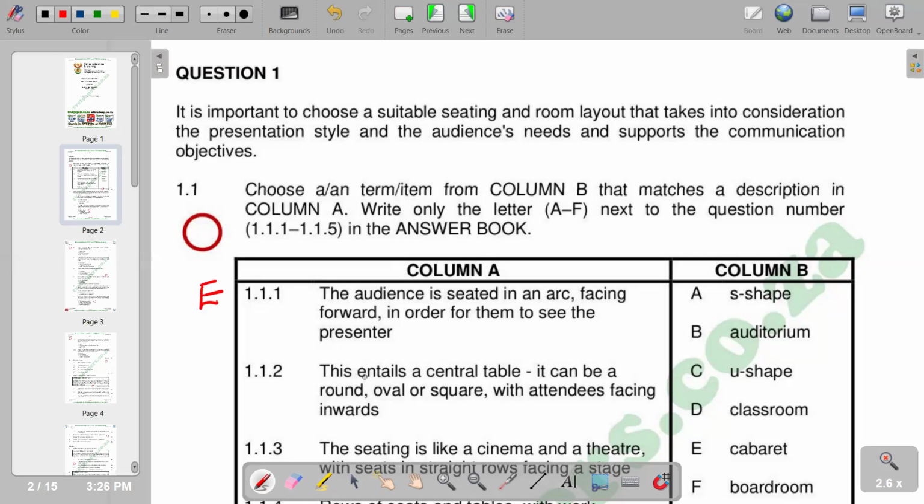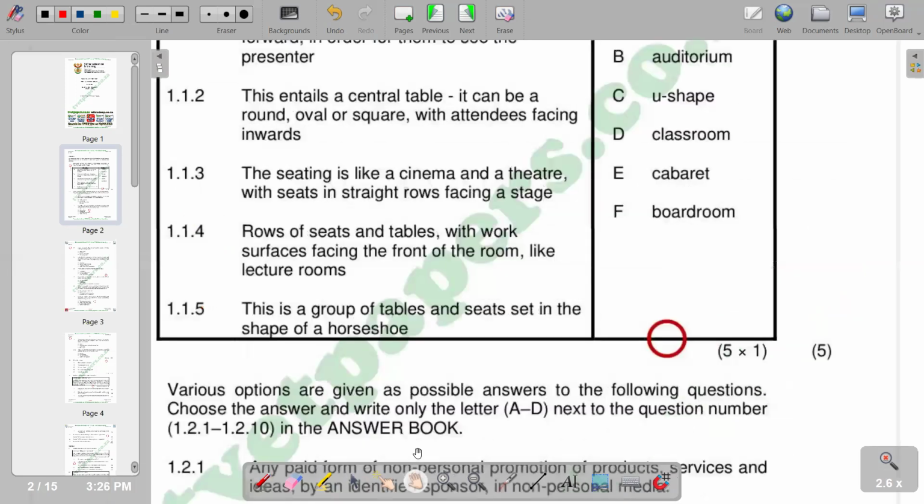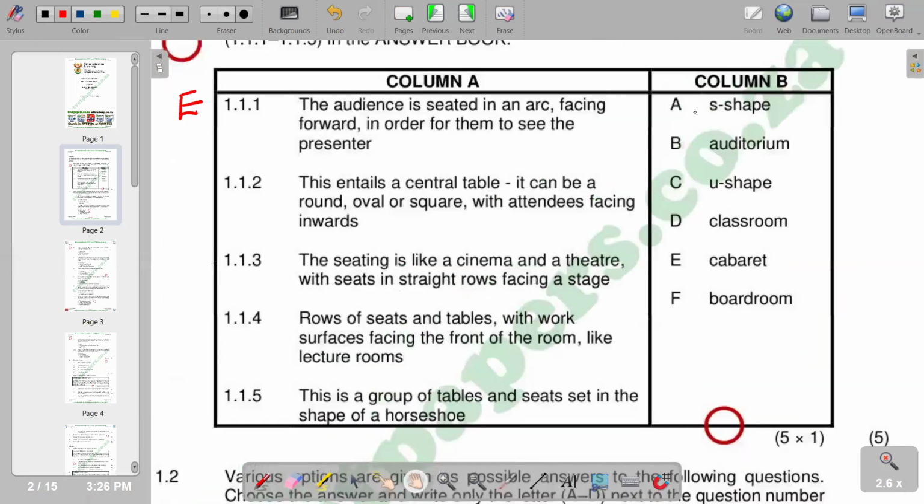So in terms of our question two, this entails a central table. It can be a round, oval, or square with attendees facing inwards. So with the responses that we have, of course, we can go down to see that our responses are from A to F. So the most appropriate that we have is the boardroom. Remember, this is the sitting position that we have in terms of a boardroom. So with that, we represent our F.